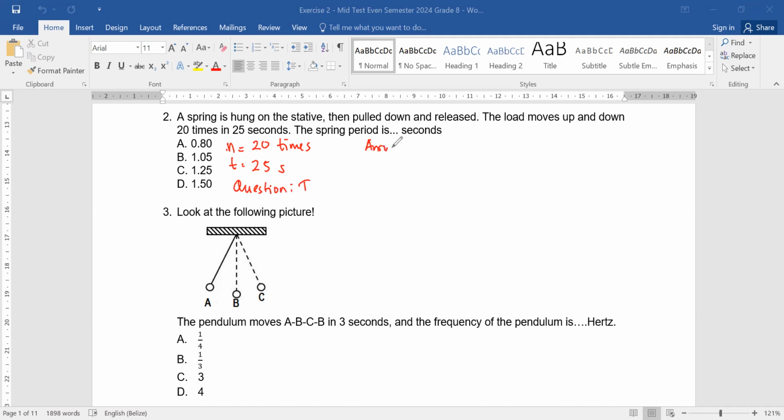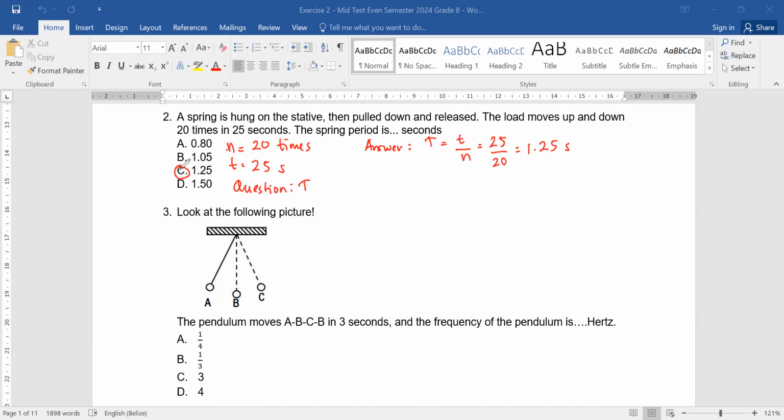So to count the period, we're going to use period equals time over n. So it means 25 divided by 20. So you're going to get 1.25 seconds. So the answer is C.